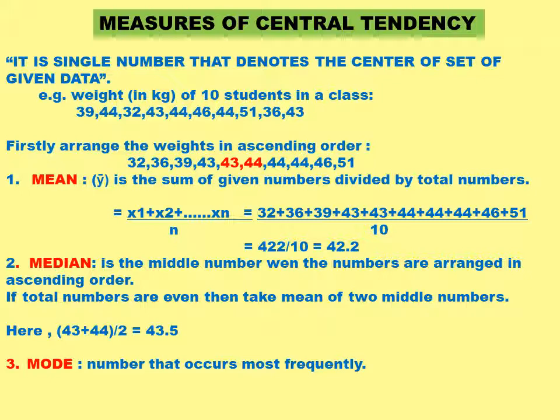The third measure of central tendency is mode. Mode is very simple. It is the number that occurs more frequently. Means if the number occurs the maximum number of times in the given numbers, that number will be the mode. So here you can see that 44 is coming 3 times and the other numbers are coming 2 or 1 time, right? So 44 is coming the maximum number of times in the given data. Therefore 44 is our mode.